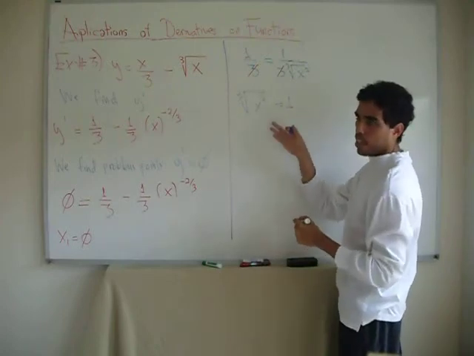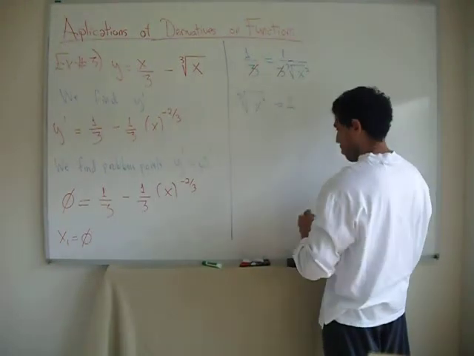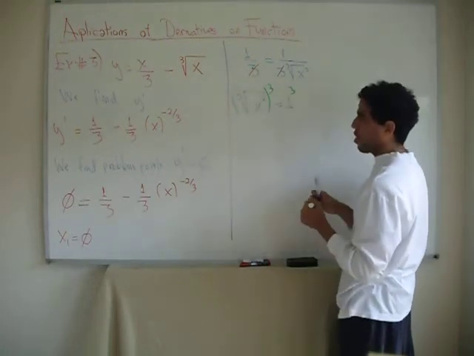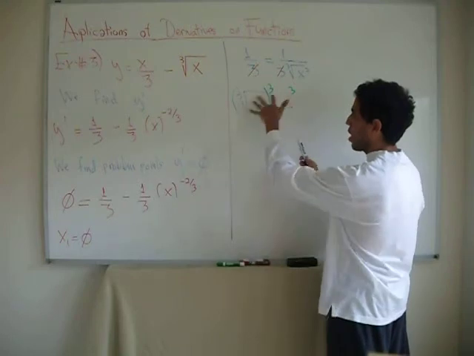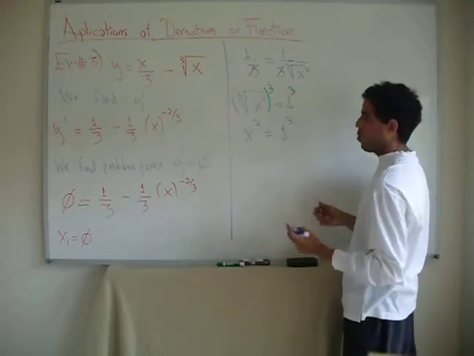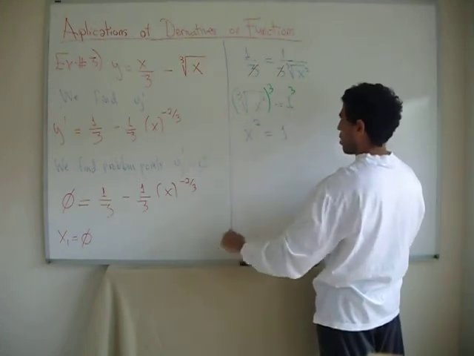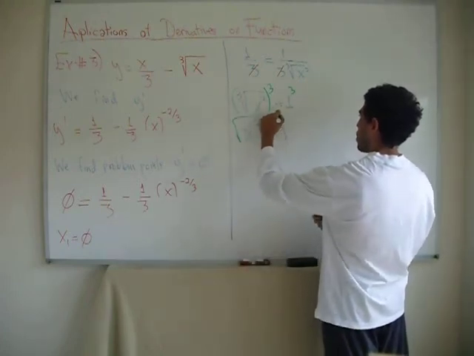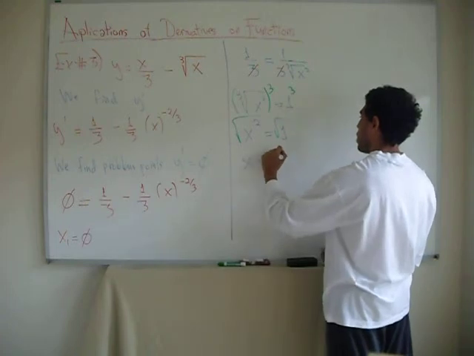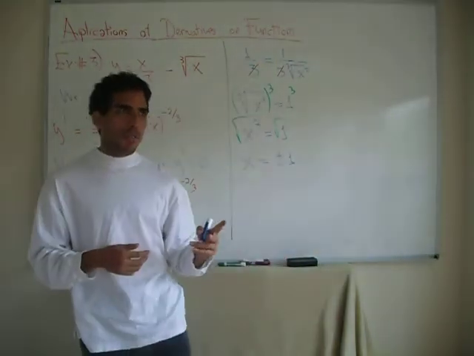Now I have to leave the x alone to find the other points. If I cube both sides to cancel the root, the cube and the cube root cancel each other, so I end up with x squared equals 1 cubed. But 1 cubed is 1. Then, to isolate x, I take the square root on both sides. The square root of x squared is x, and the square root of 1 is plus and minus 1. Remember that the square root of a positive number always gives you two numbers.